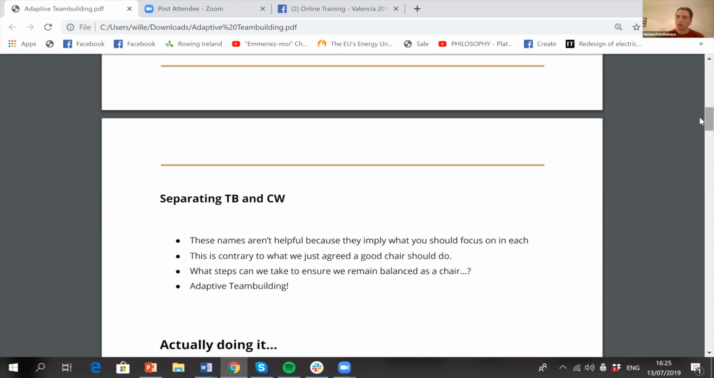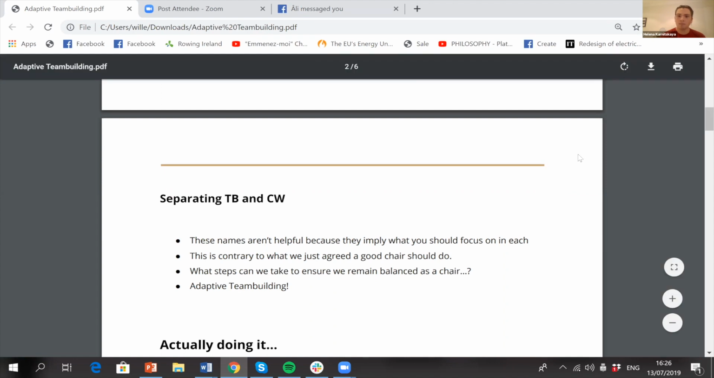There's no more fun. There's no more focusing on us as people and what we want to get out, our fears, our hopes. We just go straight into the topic. So it's kind of that delineation, which I think, just from those names, is bad. And it's contrary to what we just suggested a good chair should do, because in that setup and that structure, it doesn't allow you to focus on those two things at once. So yeah, how would we go about doing that?